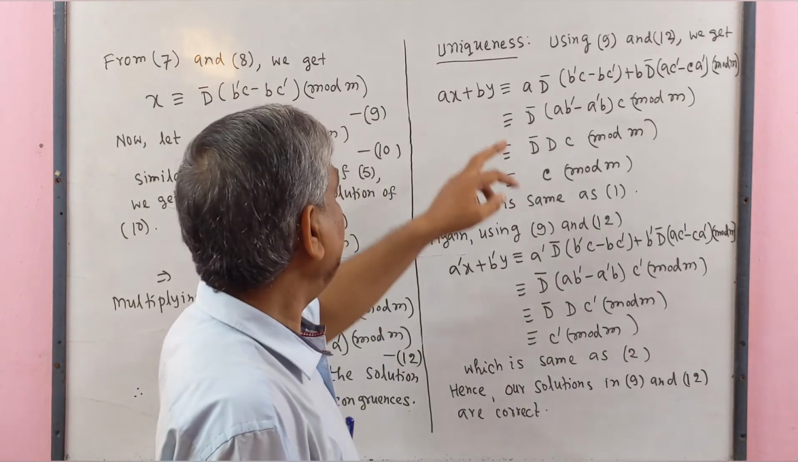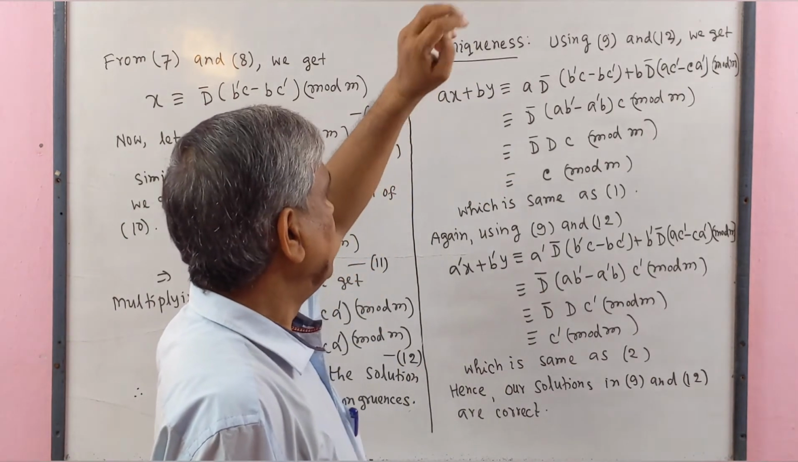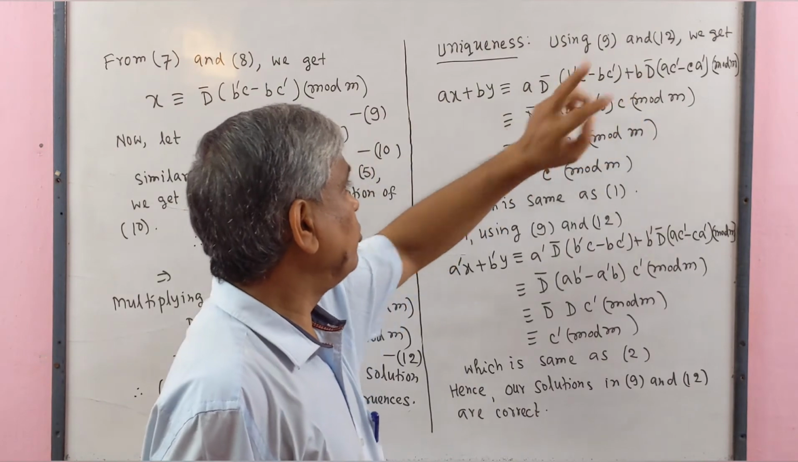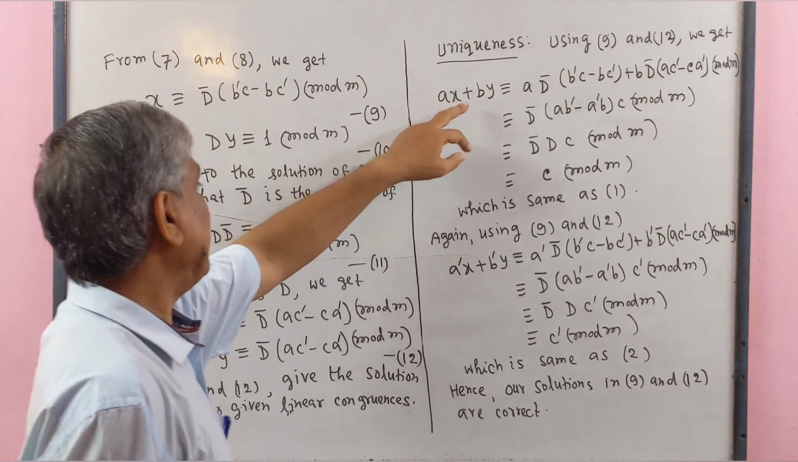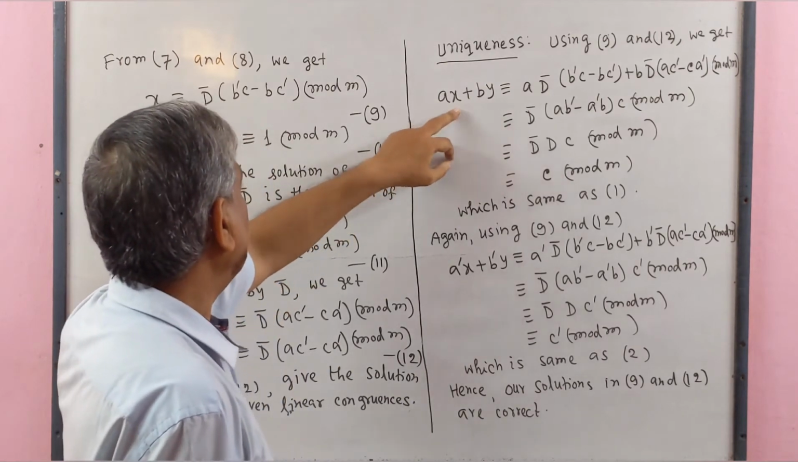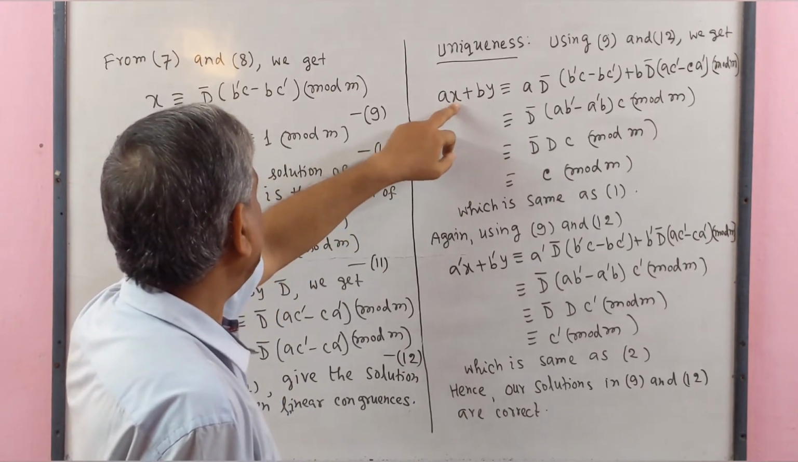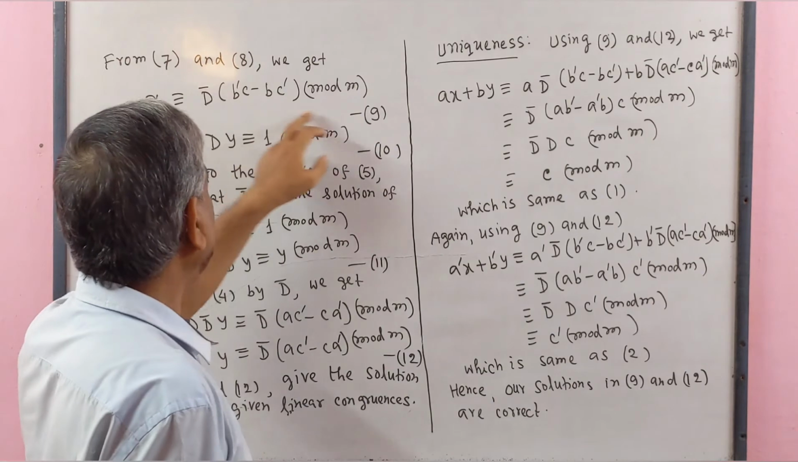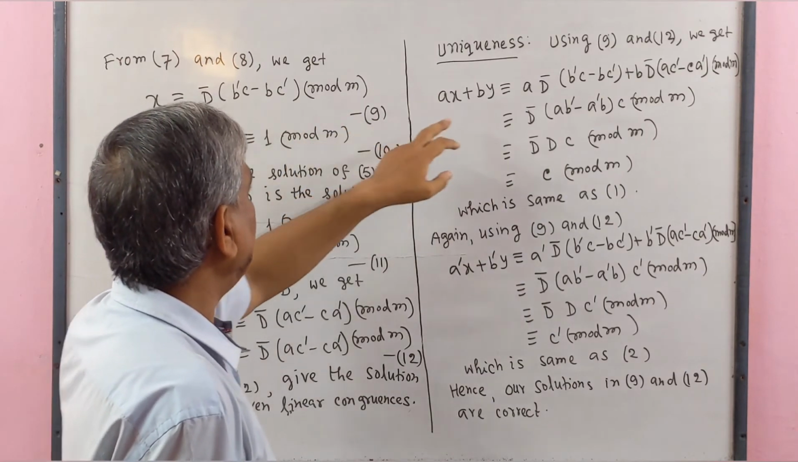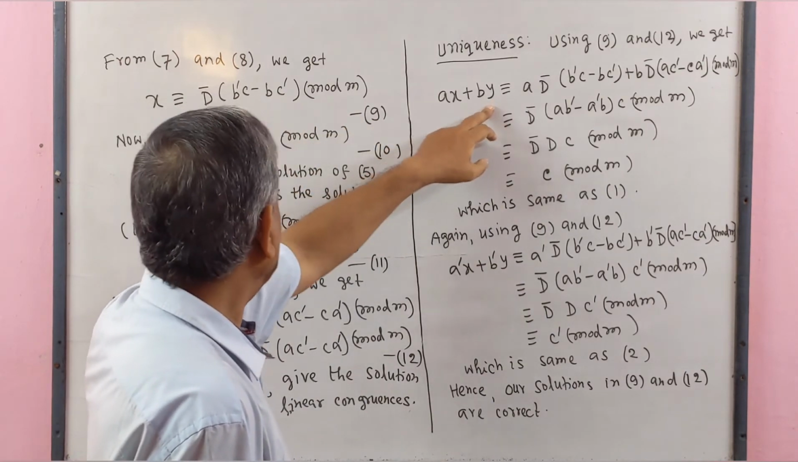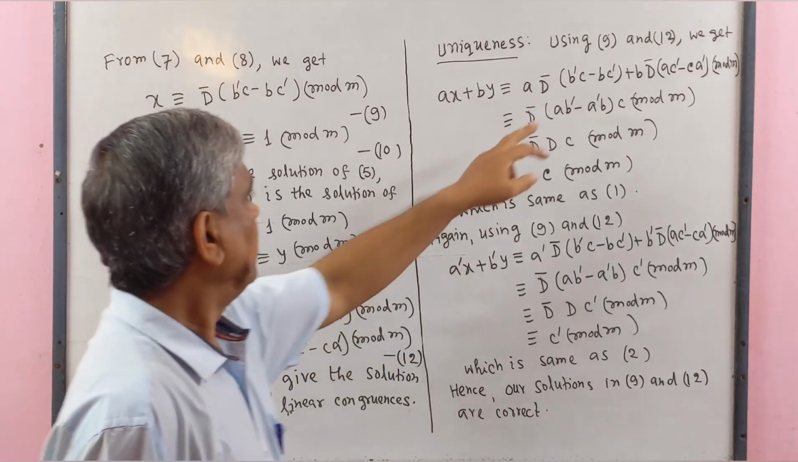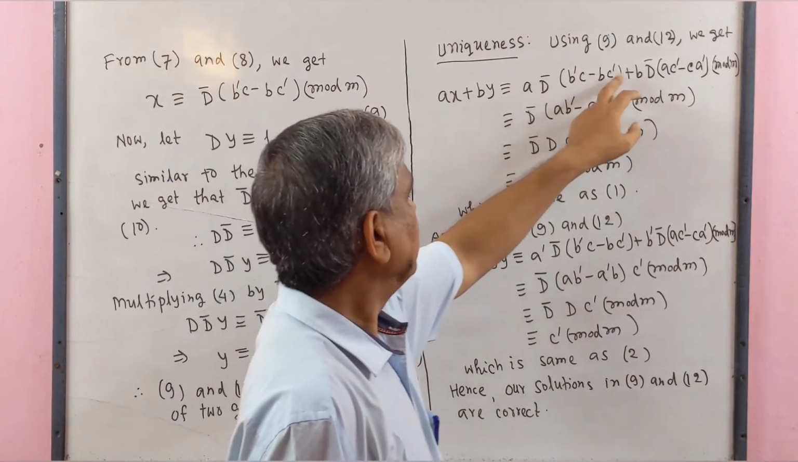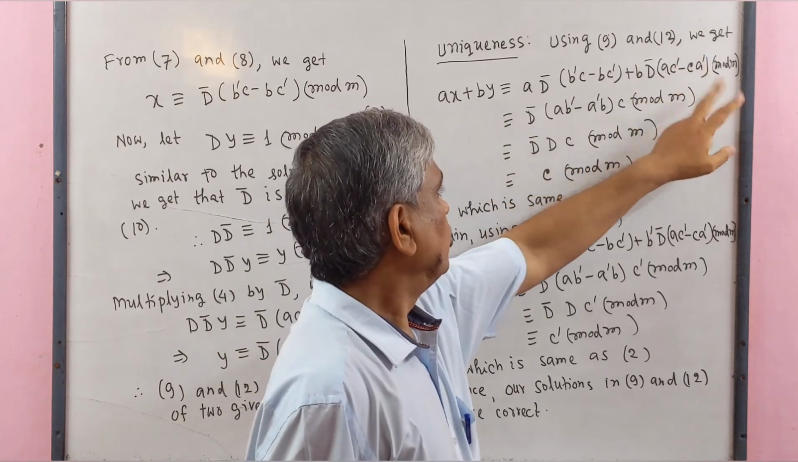Now we verify uniqueness. Using 9 and 12, we get ax plus by. Here, in place of x, we use this result 9, and in place of y, we use this result 12, and we get this modulo m.